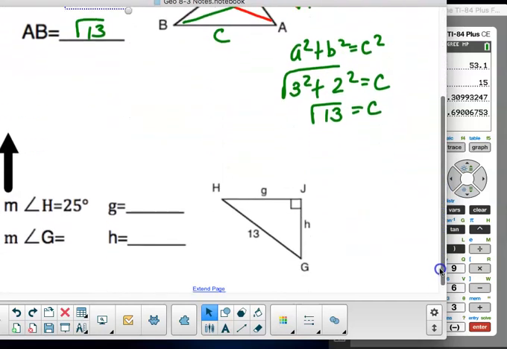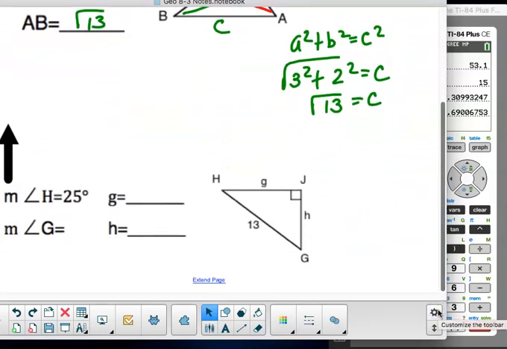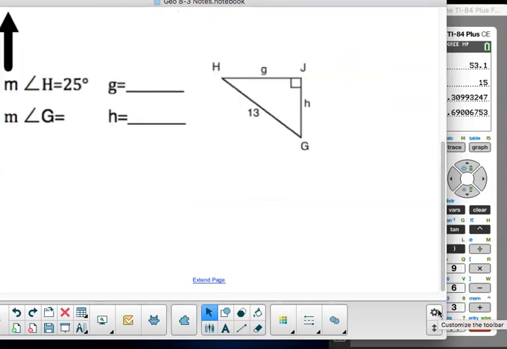So now, let's see how you do on this one. Go! Turn me off.